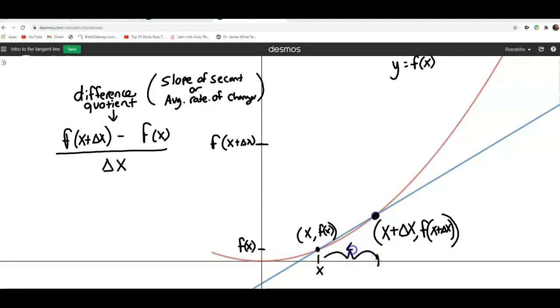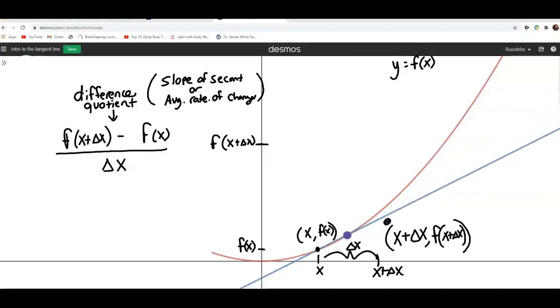My delta x is much shorter now. See how small that distance is? The formula still works. It's just that now the delta x is smaller. The distance between the two points has shrunk. Now, the point here is that I'm trying to bring this purple dot in as close as I possibly can to here. Now, that's really close, right? That's almost a tangent line.